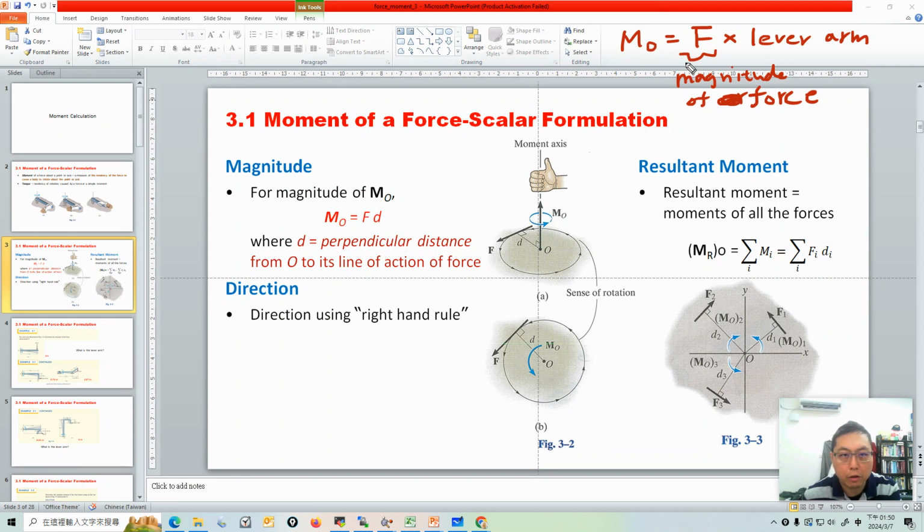In the scalar formula, the most important thing from the previous video is to find the lever arm. The lever arm is the perpendicular distance from O, a reference point. When you calculate a moment, there must be a reference point or reference axis. It's the perpendicular distance between your reference point or axis and the line of action of the force. You just extend your force vector and find the perpendicular distance between your reference point and the line of action of force. You will get your lever arm.